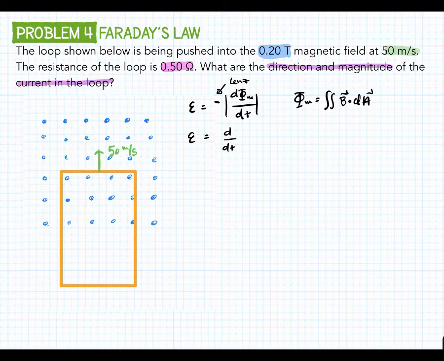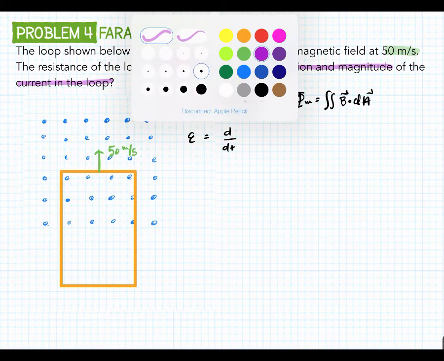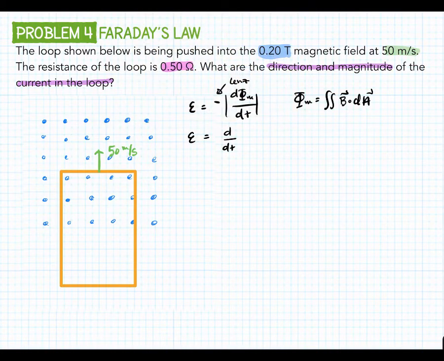If we're looking at our particular object that's going into this thing, we can see that B is going to be constant, right? This is our B, 0.2, but our A, in this case, is just this area. Now, why is it just this area? Well, that's because all of this stuff over here doesn't have any magnetic field going through it.